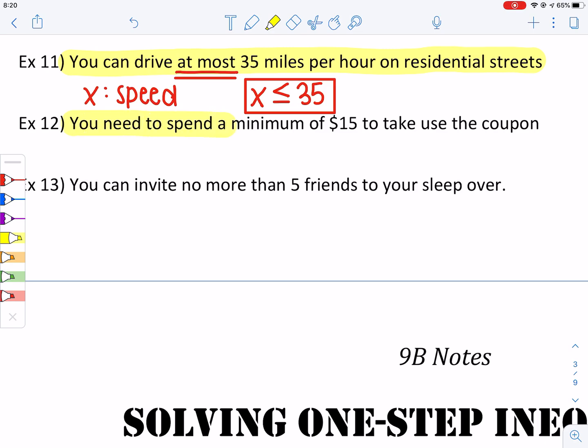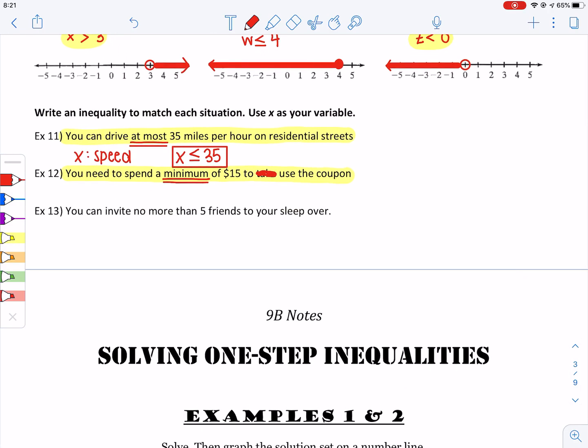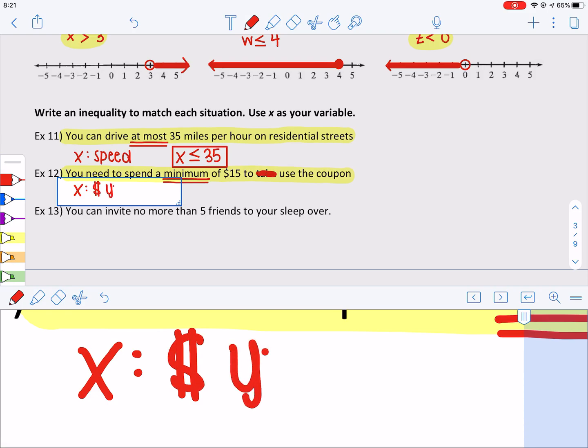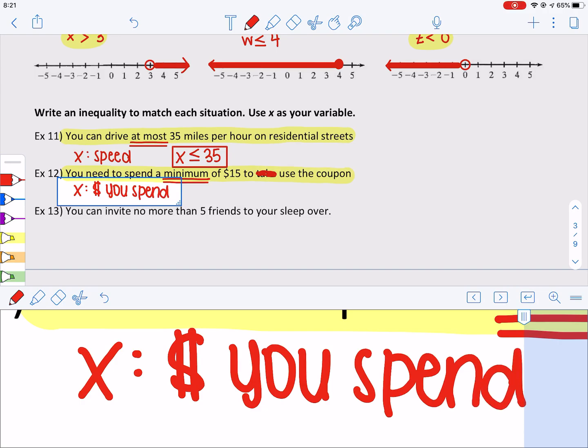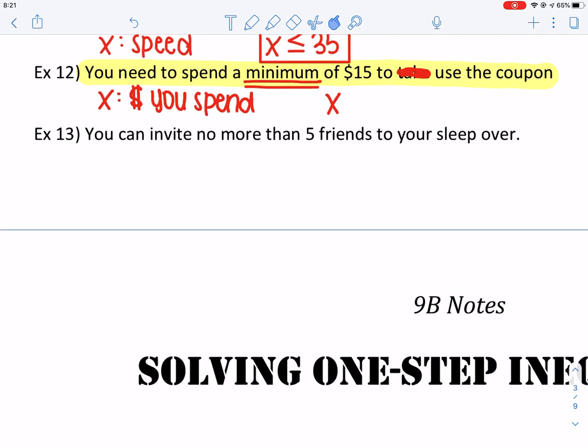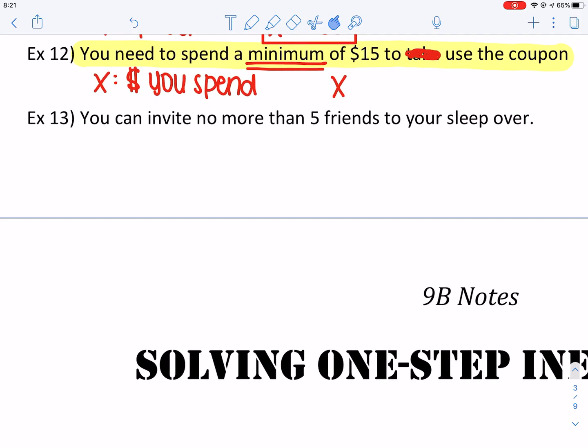You need to spend a minimum of $15 to use the coupon. Minimum is our key word here. You have to spend a minimum of $15. Okay, so let's put x, and this is the money you spend. So x is how much money you're spending. And if you want to use the coupon, you have to spend a minimum of $15.